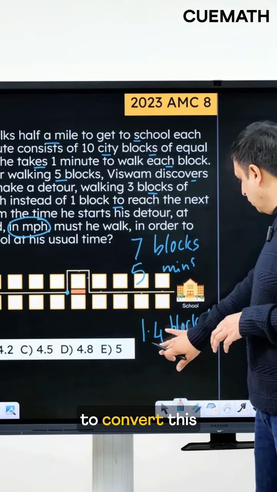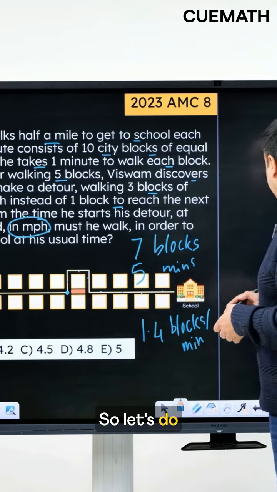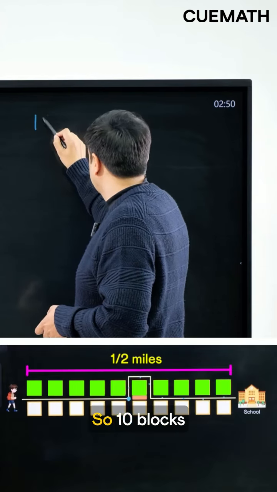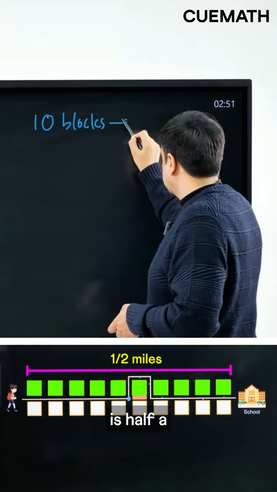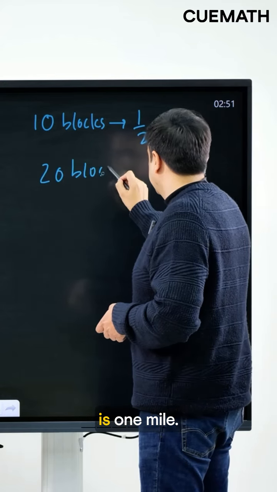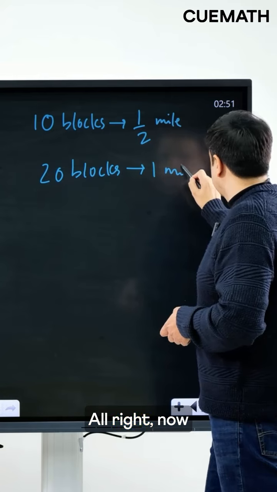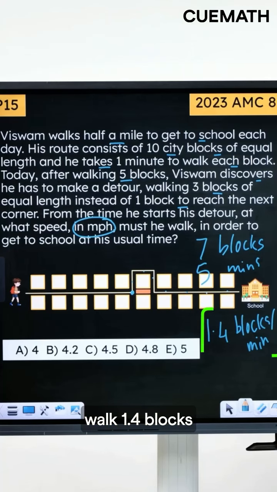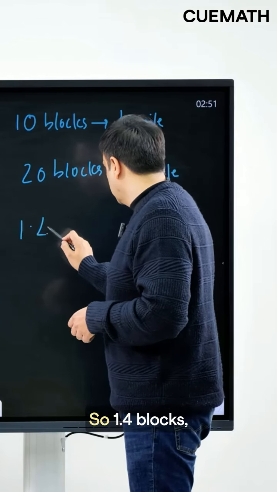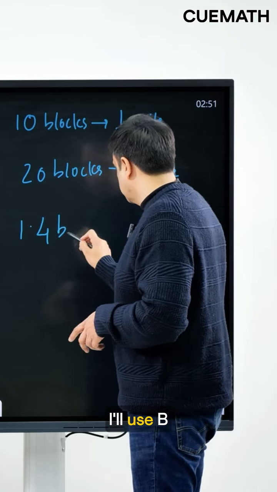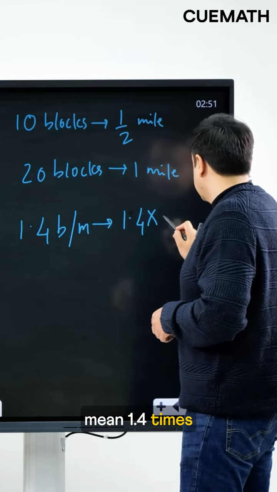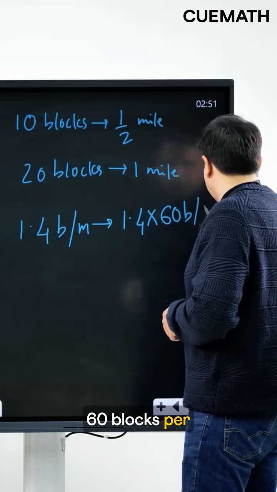But the problem is we need to convert this into miles per hour. So let's do that. What we know is that 10 blocks is half a mile, which means that 20 blocks is 1 mile. All right. Now he needs to walk 1.4 blocks per minute. So let's convert this into miles per hour now. So 1.4 blocks, I'll use B for blocks, per minute would mean 1.4 times 60 blocks per hour.